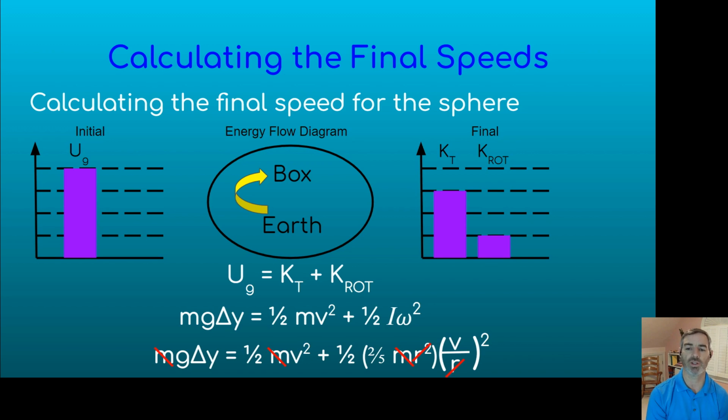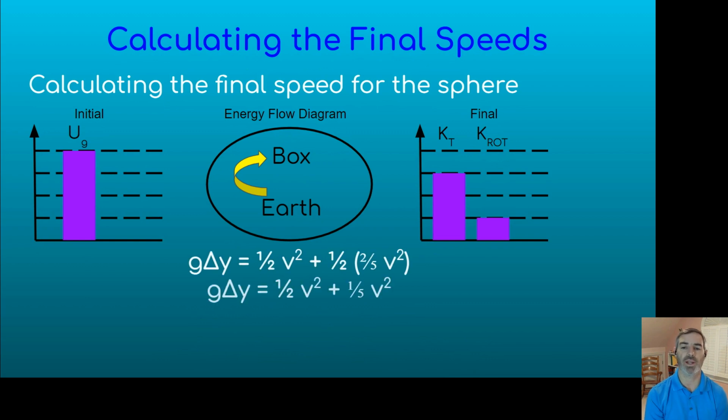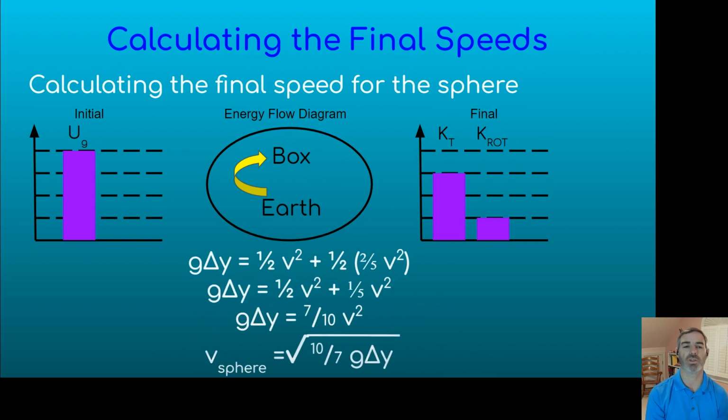So let's clean this equation up and then solve for our velocity, simplifying the fraction, combining like terms, and we get that the velocity of the sphere is equal to the square root of 10/7 g delta y. Now 10/7, that's not the same coefficient that we had for the box, that's different. So we're going to come back and compare the final velocities of the sphere and the box. But let's first do this for the cylinder.